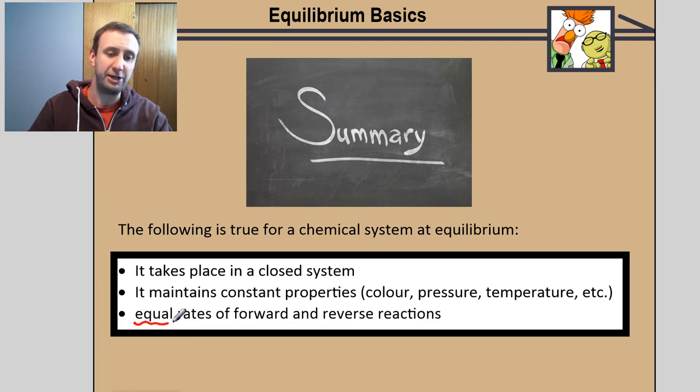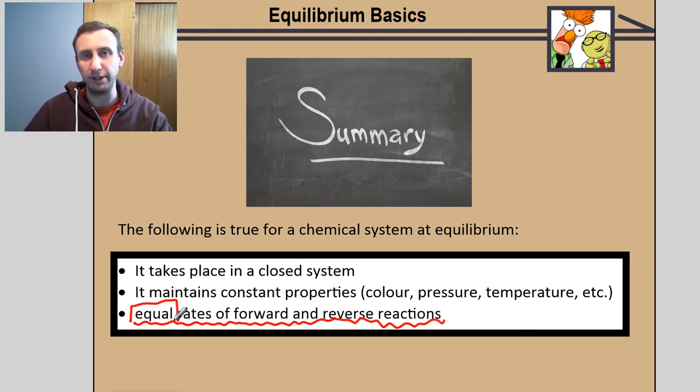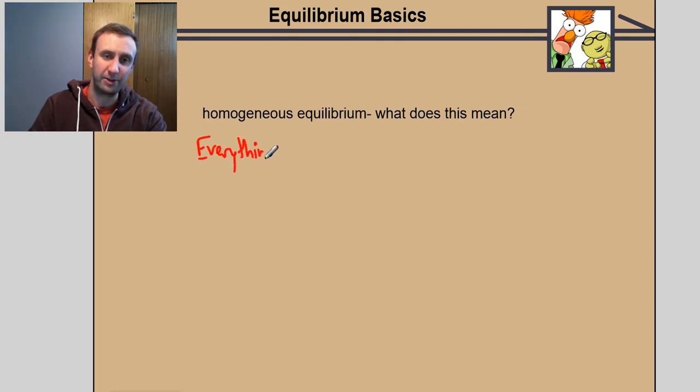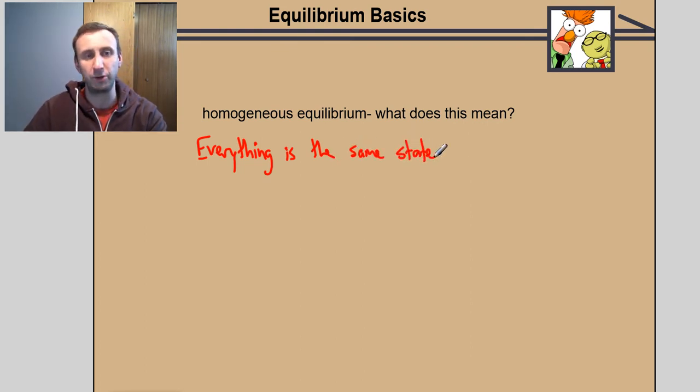And the big theoretical definition, this is the most important point, is that when I have equilibrium, I have equal rates of forward and reverse reactions. This is the equal in equilibrium. Okay, the forward and reverse reactions are the same rate. So if I have a homogeneous equilibrium, what that means is that everything is the same state. So if I have an equilibrium where everything is a gas, for example, or everything is aqueous, or everything is liquid, this is a homogeneous equilibrium.